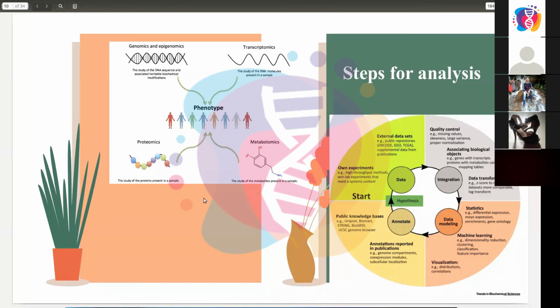Okay, so the steps for analysis are pretty simple. Just to explain them broadly, the first step is always generation of data, right? So if you are a bioinformatician, mostly you skip this step because data generation is not a job for you. Either you take publicly available data sets to work on, or a biologist will generate the data for you to work on, right?